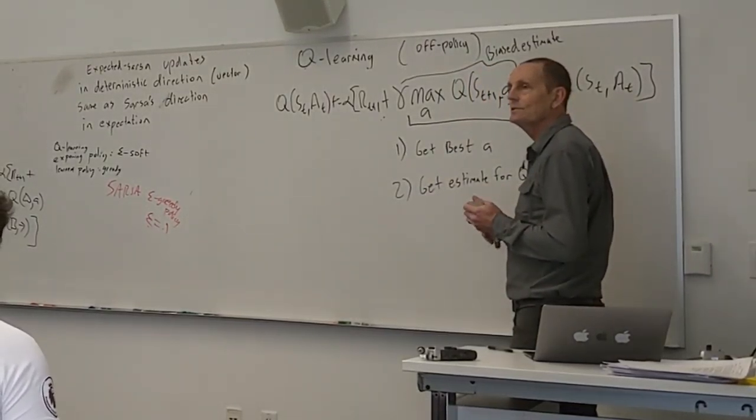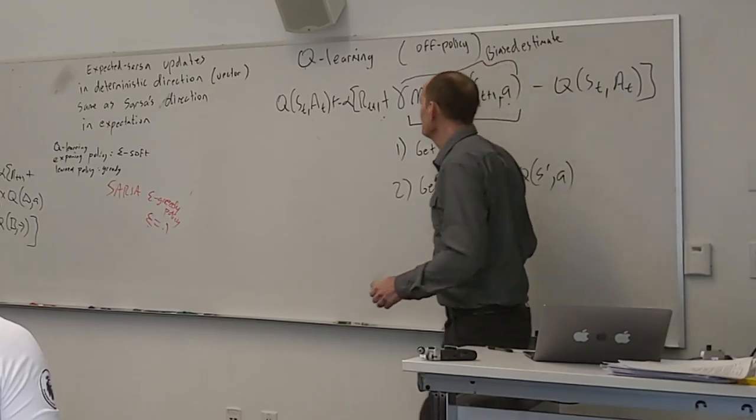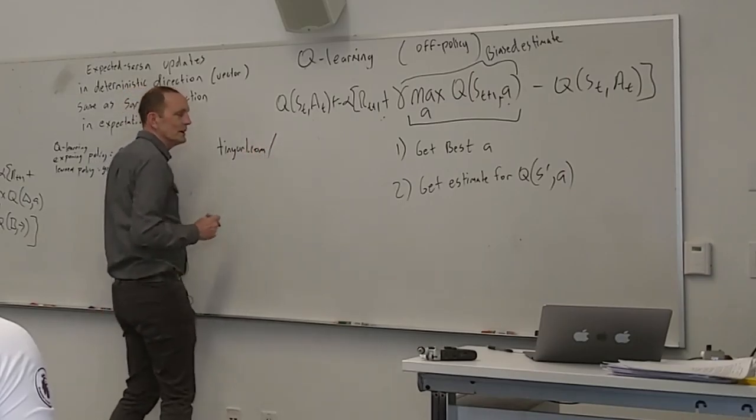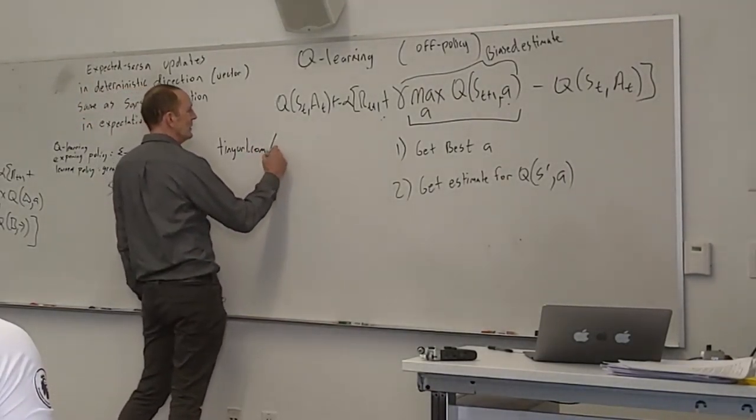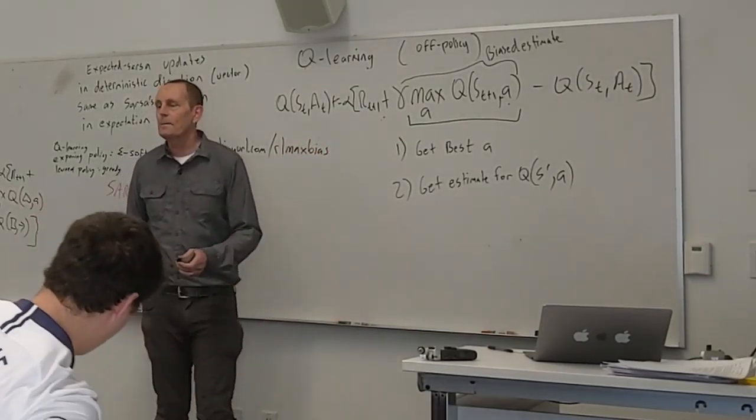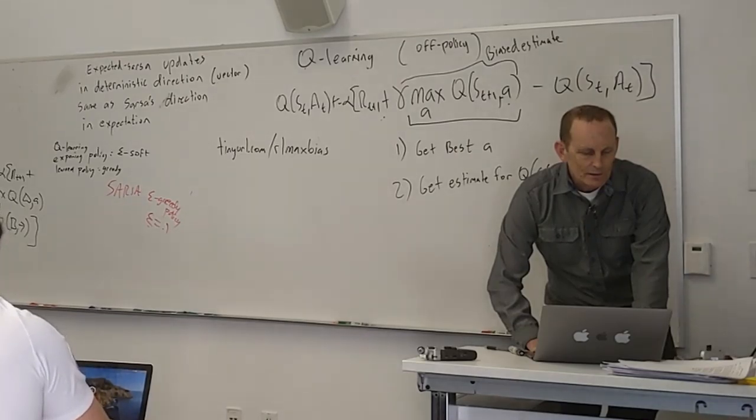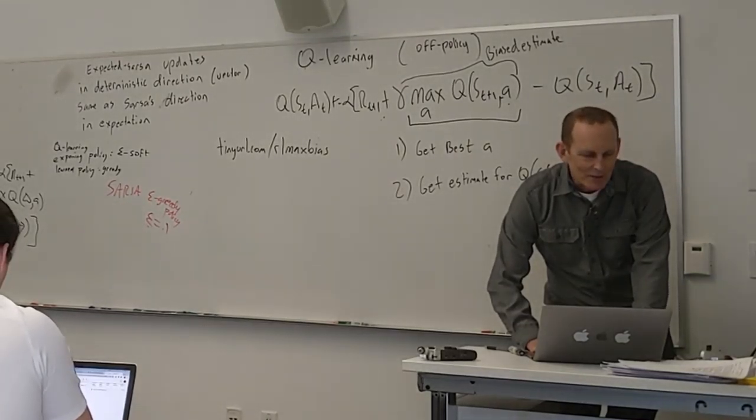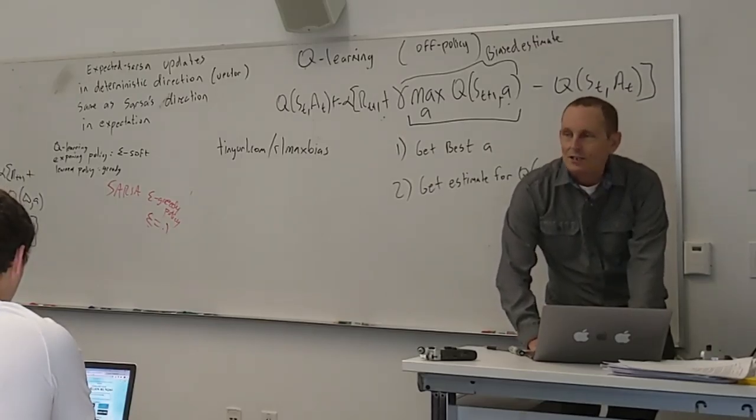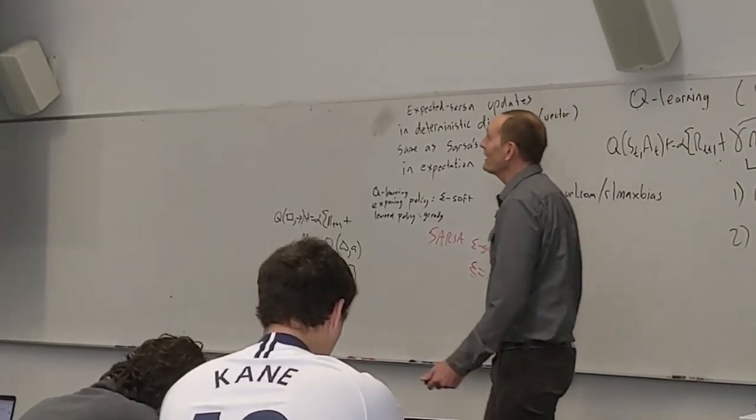But we're really doing two things. We're really saying here, one, get the best A, and two, get an estimate for Q of, I'm going to just call it S prime, okay? My claim is this is a biased estimate. Okay? And it's a biased estimate because, let's just do an example.